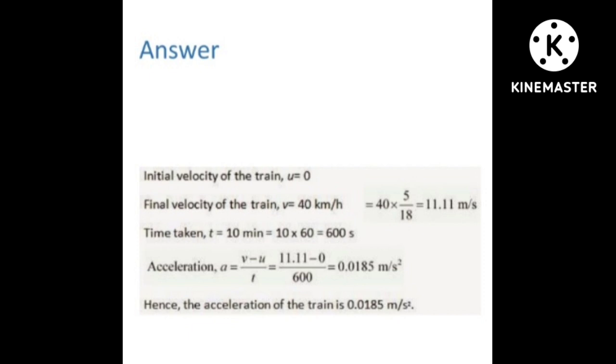And what is the equation for finding acceleration? a = (v - u)/t. When we substitute the values, we get (11.11 - 0)/600. So the answer is 0.0185 meter per second square. Hence the acceleration of the train is 0.0185 meter per second square. Hope it is clear to you.